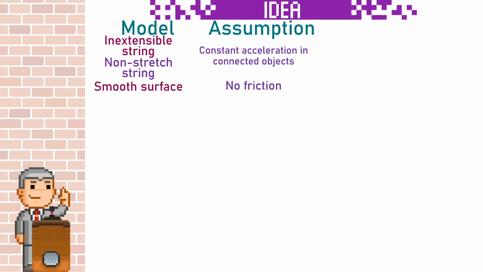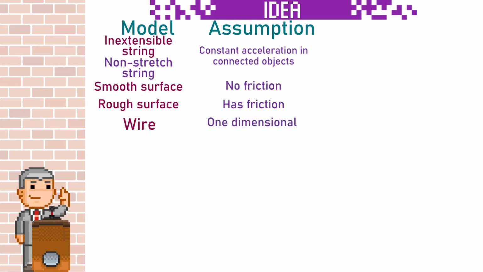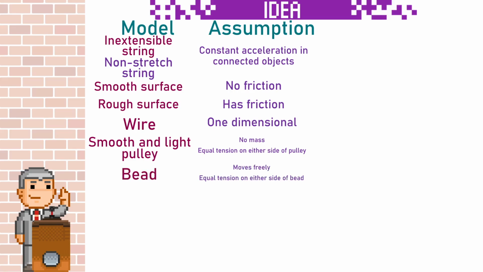A smooth surface is modelled to have no friction. If a surface has friction, it's a rough surface. A wire is like the metal wire you know, but is treated as rigid and one-dimensional. A smooth and light pulley has the smoothness, meaning no friction, and the lightness, meaning no mass. A bead is like the bead you know in the real world, which will thread onto a wire or string, but this one can move freely. It's also useful to attach objects such as wire and string, so we use pegs. These are similar to particles and have no dimensions and are fixed.